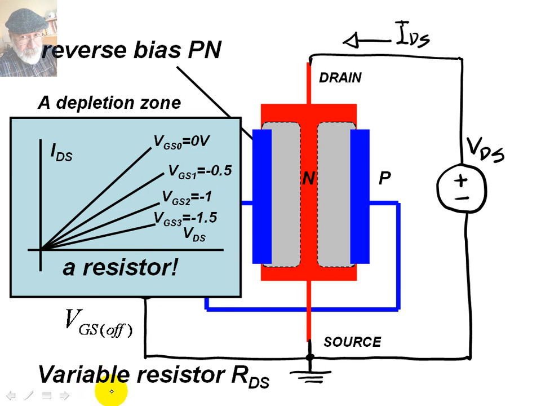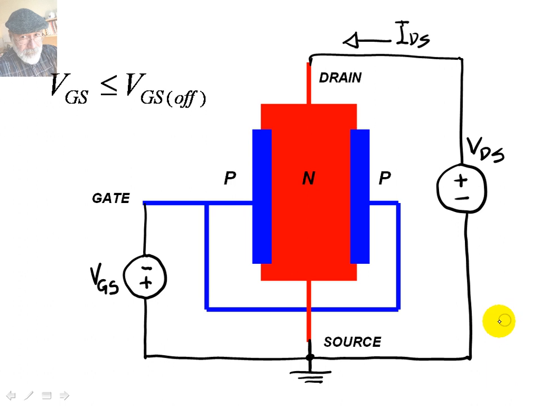What we've created is a variable resistor between the drain and the source that is controlled by the voltage between the gate and the source. Now consider the scenario in which the voltage VGS is equal to or more negative than VGS off, the voltage necessary to pinch off the channel. If that is so, we will have the channel cut off, pinched off.